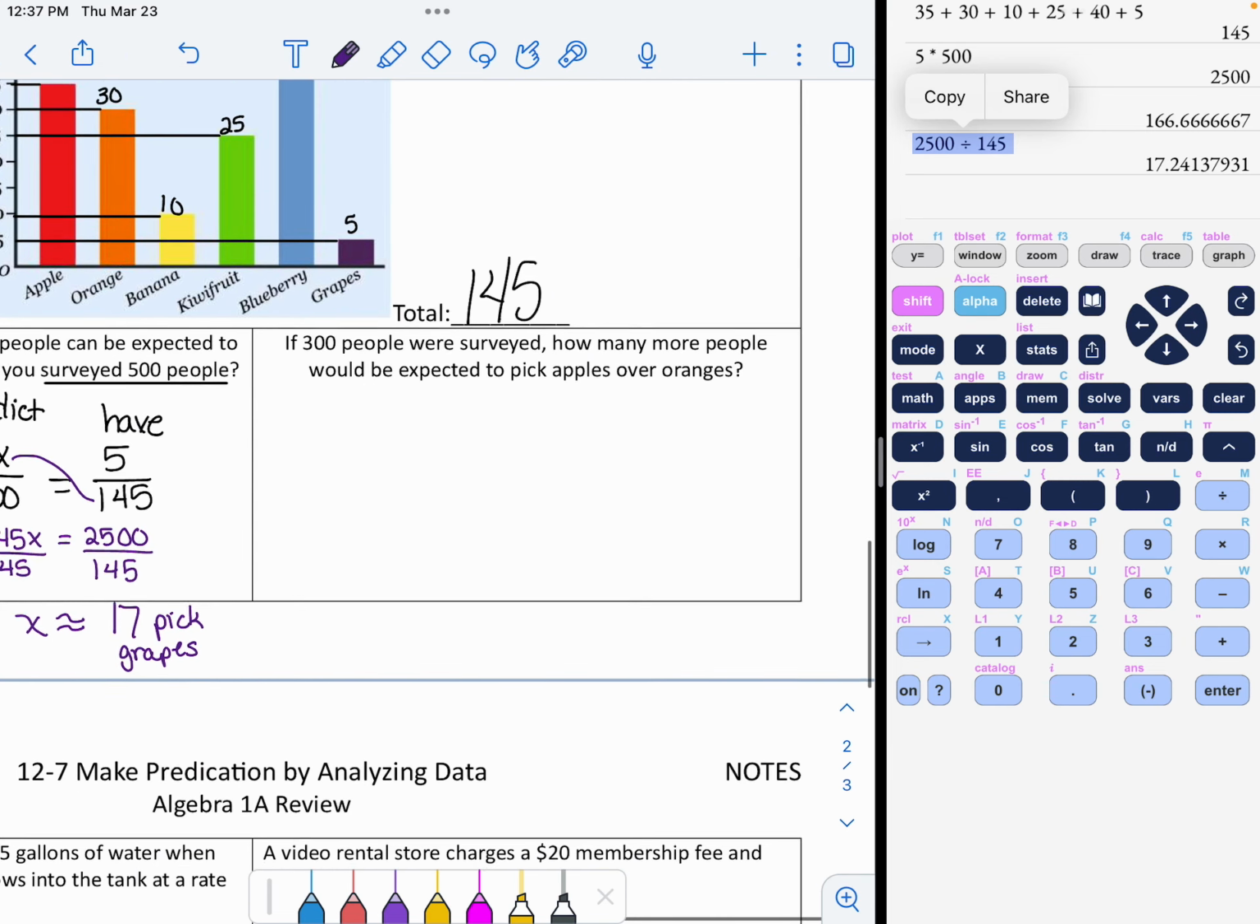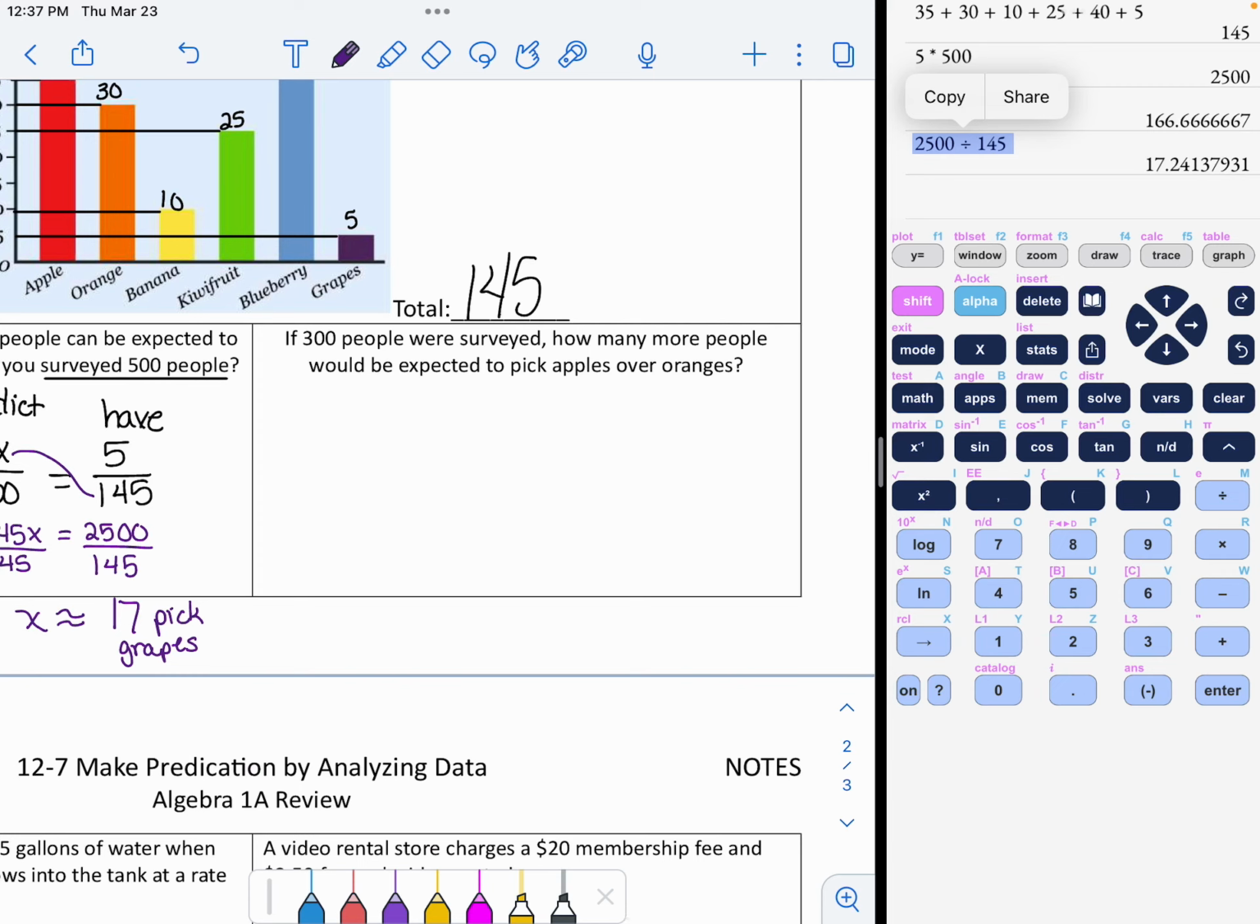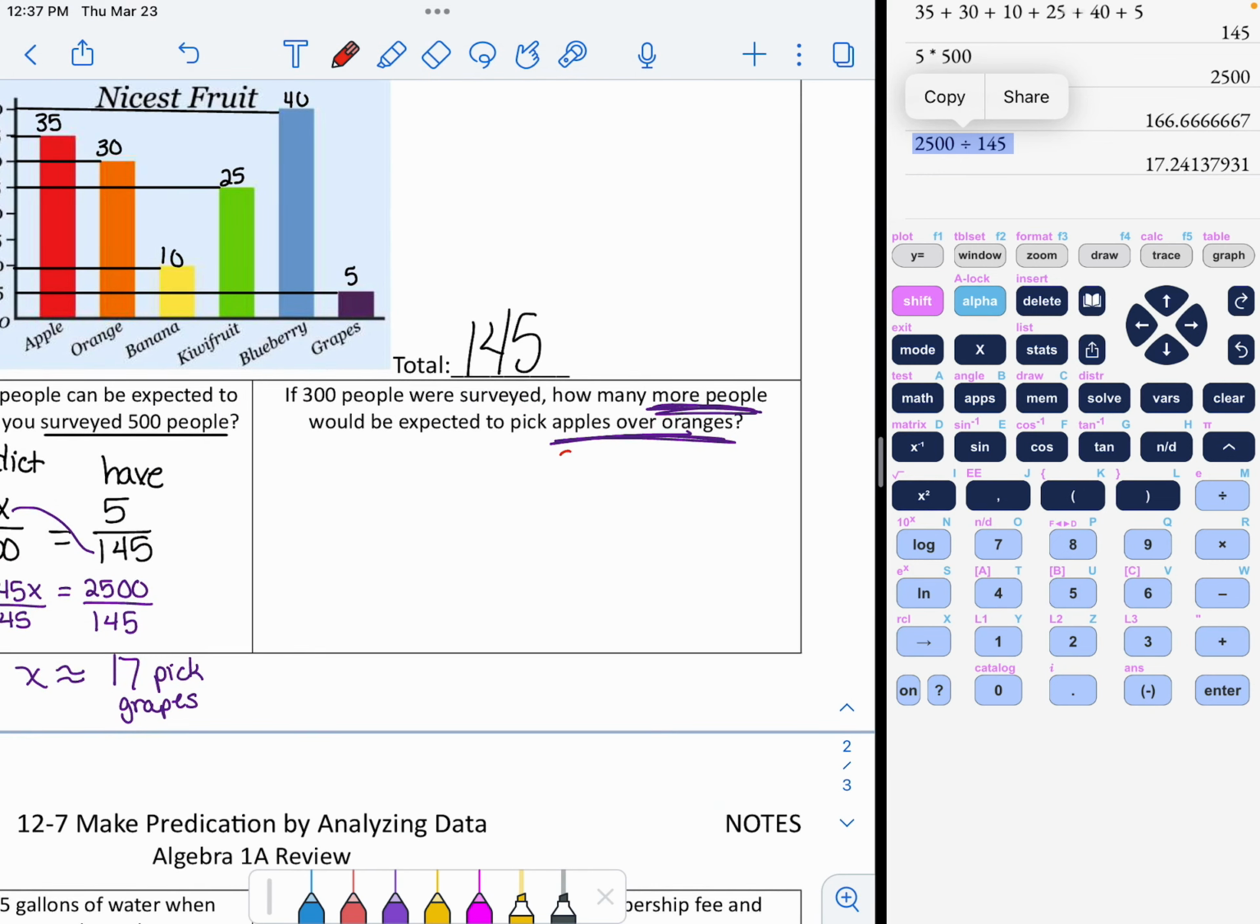Now let's do this one. If 300 people were surveyed, so now we have a new survey out of 300 people. How many more people would be expected to pick apples over oranges? So let's see. Apples was 35. Oranges was 30. So if I subtract that, I currently have 5 more people. This is my current. So again, I can't do the percentage thing.